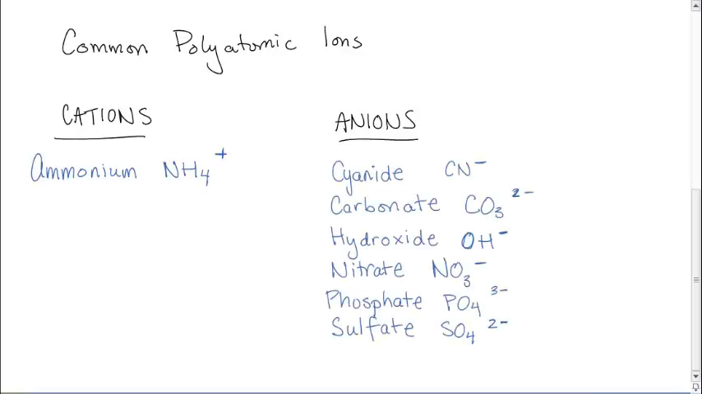So here you can see a long list of polyatomic anions, and you just need to memorize them because these are the ones that are most common and most frequently used in chemistry. Cyanide, CN with a negative charge. Carbonate has a 2 negative charge. Hydroxide has a negative charge. Nitrate has a negative charge, phosphate has a 3 negative charge, and sulfate has a 2 negative charge.